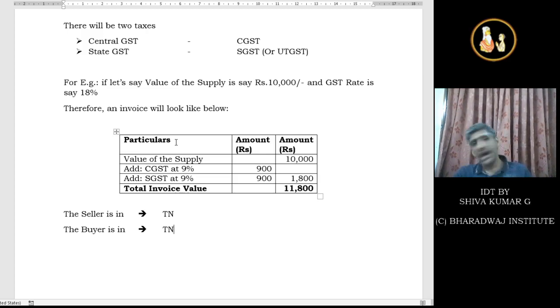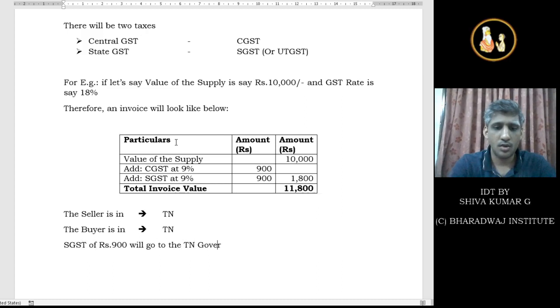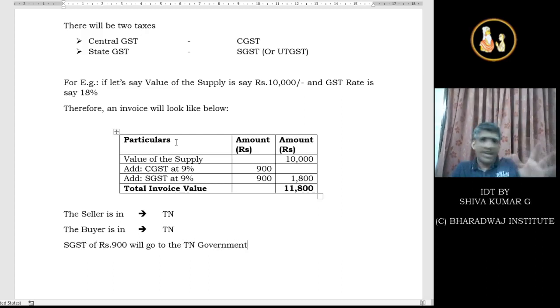Sir, state government. Which state government? Sir, seller and buyer are both in Tamil Nadu, so Tamil Nadu. If your answer is Tamil Nadu, excellent answer, it's a right answer. Therefore, SGST of 9%, rupees 900, will go to the state government, to the Tamil Nadu government.